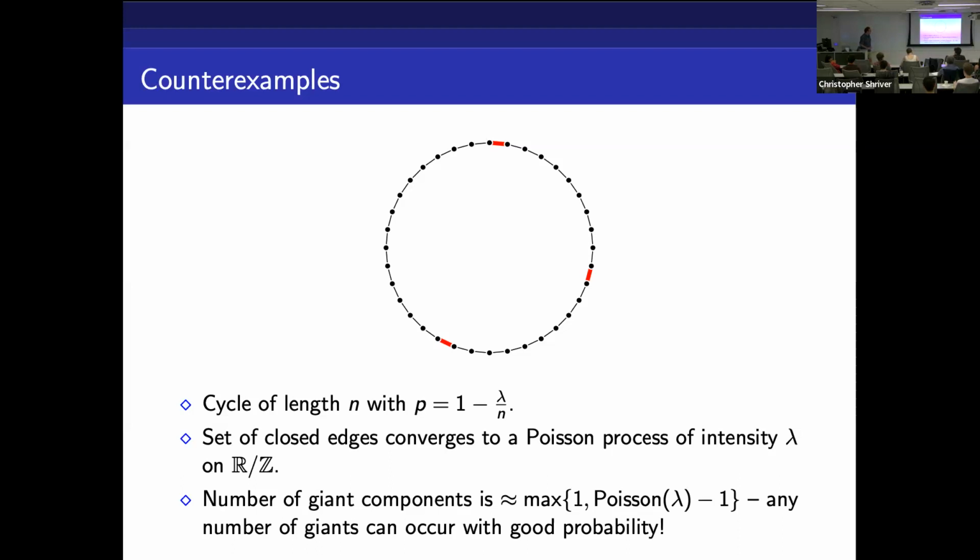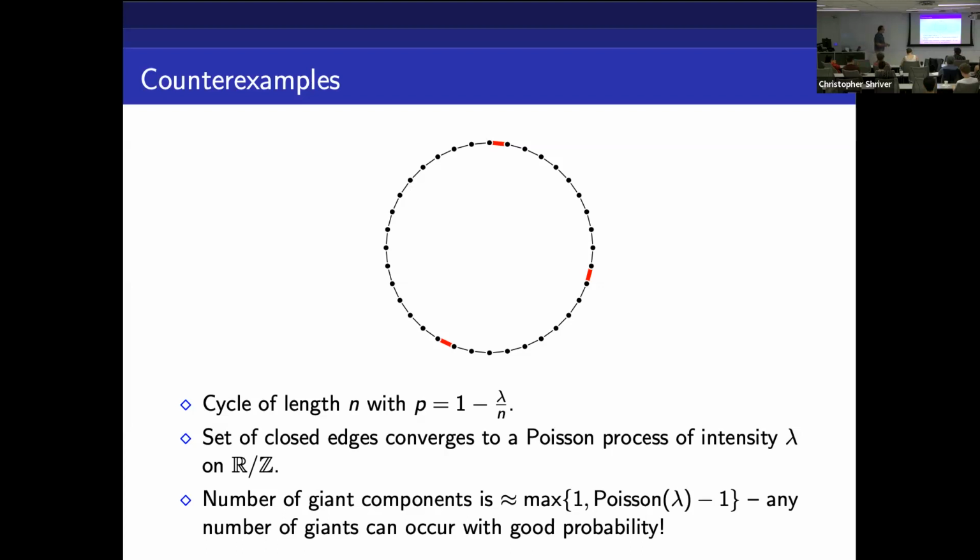And we take p to be 1 minus lambda over n, where we think of lambda as a fixed constant. If you look at the set of closed edges, in expectation there are lambda of them, right? And in fact, as you take n to infinity, this set of closed edges is going to converge to a Poisson process of intensity lambda on the circle.